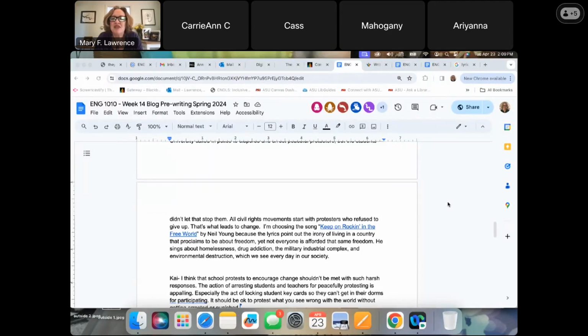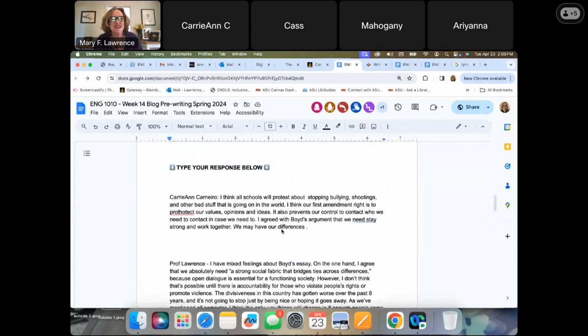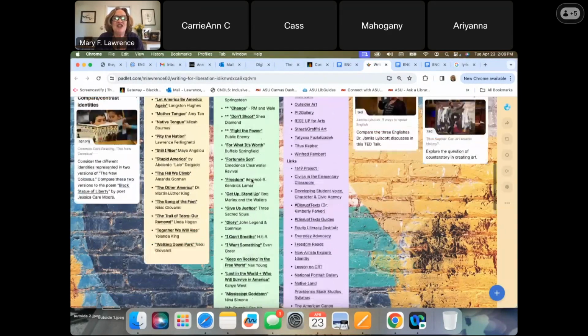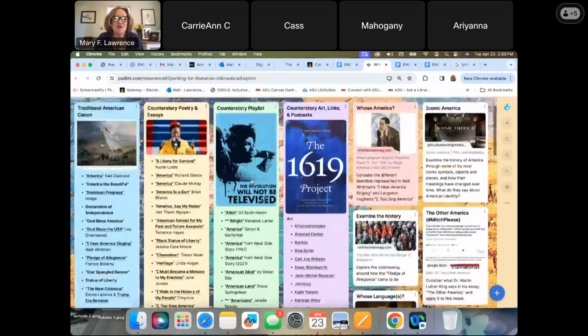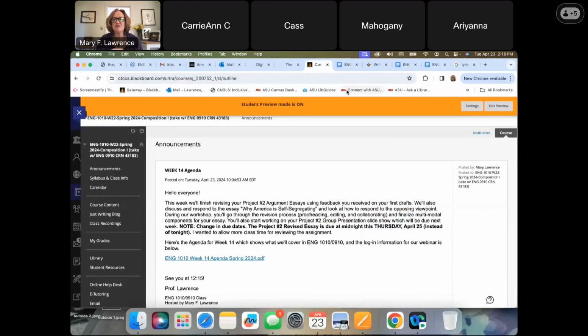So Mahogany, we're just right now doing pre-writing for the blog post, but for the sake of time, I'm going to ask you all to just continue to think about what you're writing. If you haven't yet chosen a song or a poem from this list, you'll need to do that for the blog post. Can it be out of the list? Yeah, so if there's something else, another song or poem that represents what you see in America, you can choose something else, definitely.